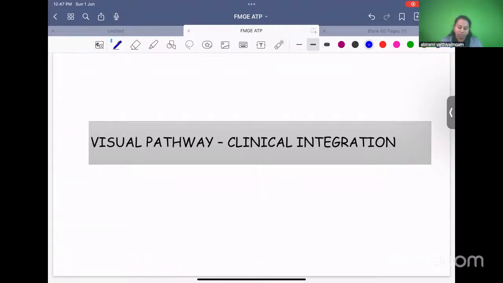Over to the visual pathway and its clinical importance. Very, very important in ophthalmology also. The visual pathway.